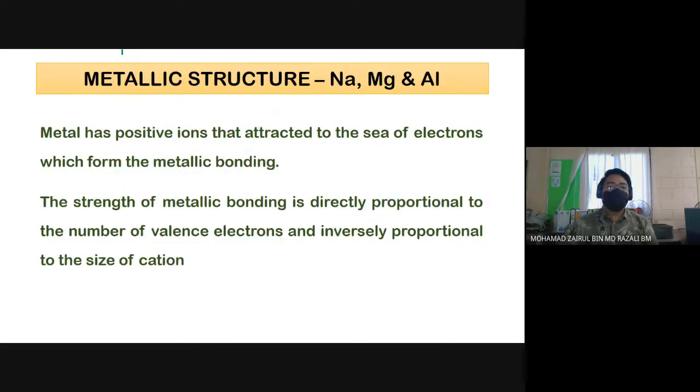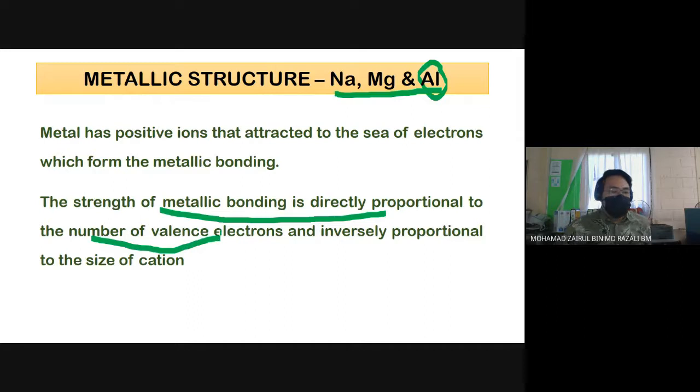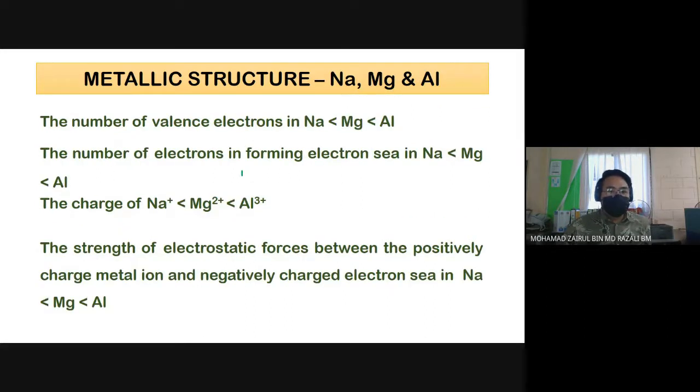Okay, so tadi macam kawan cakap tadi, for sodium, magnesium and aluminium kita akan explain in terms of metallic bond. So, boiling point aluminium is the highest because aluminium have the highest number of valence electron. Macam cakap tadi, the strength of metallic bond directly proportional to the number of valence electron. Yang ni saya terangkan awal tadi. Okay, so sodium 1 valence electron, magnesium have 2 valence electron, and then aluminium have 3 valence electron.